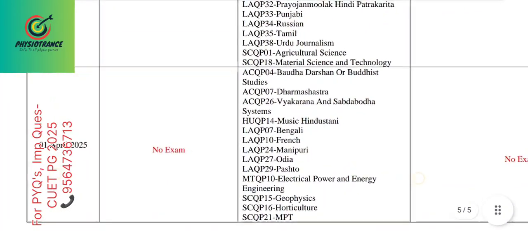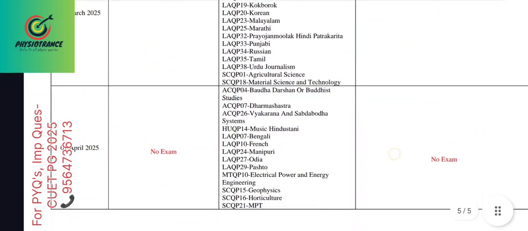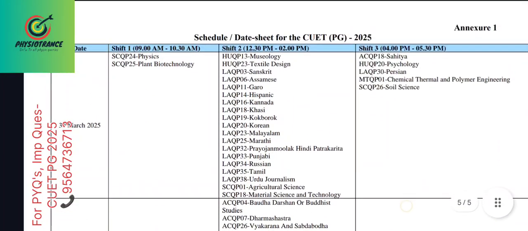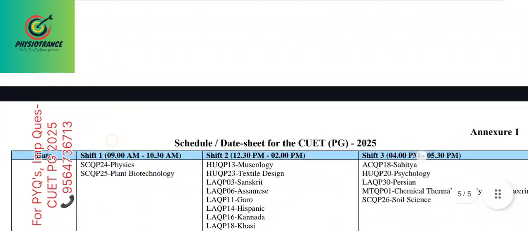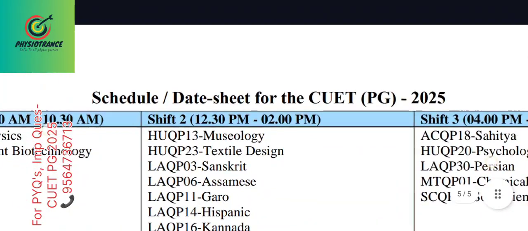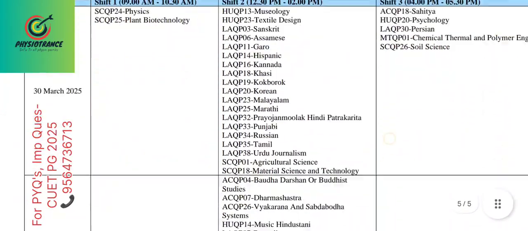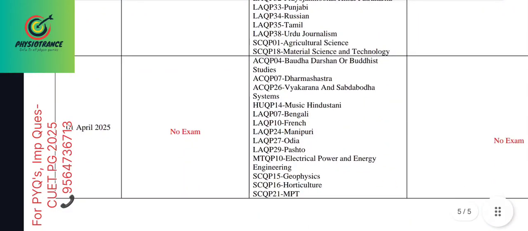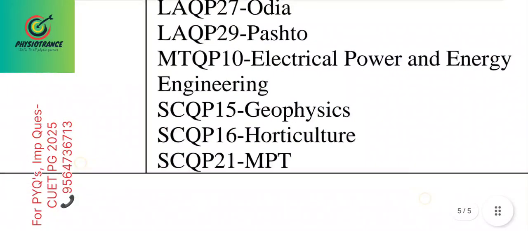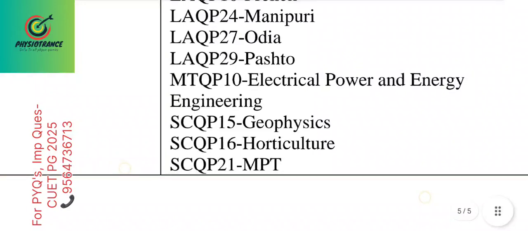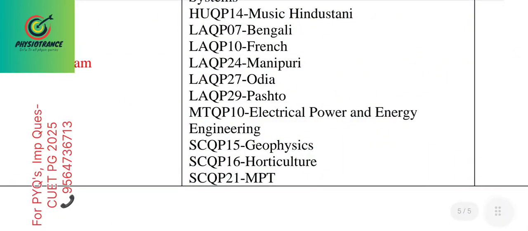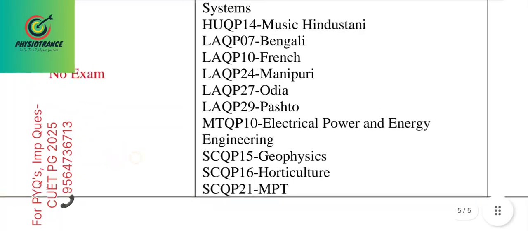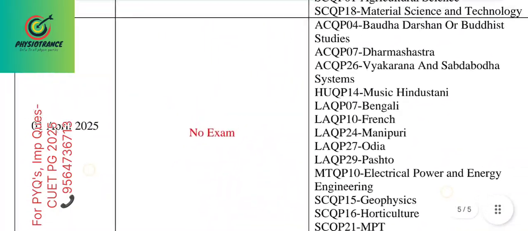You can see on 1st April, shift 1 has no exam, shift 3 also has no exam, and shift 2, that is 12:30 PM to 2 PM, on 1st April 2025, the MPT exam will occur. That is the MPT exam code SCQP21 MPT, you can see here, and the date is 1st April 2025.